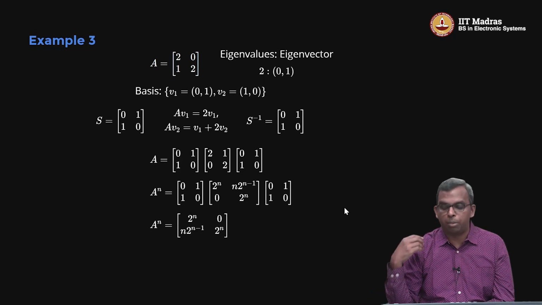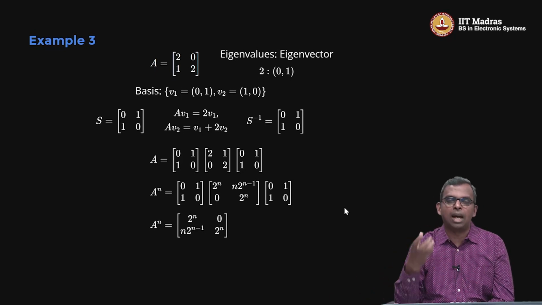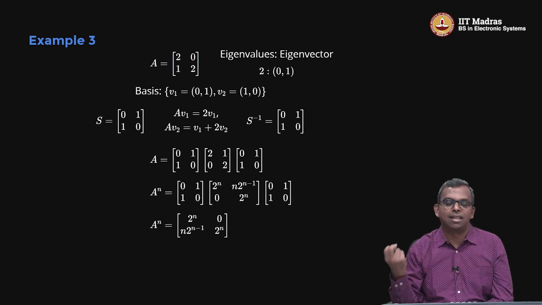So this is a way to figure out matrix power. So whatever matrix you have, 2 by 2 matrix, you know how to do the power. Okay, so that's the answer that you get with eigenvalues and eigenvectors.